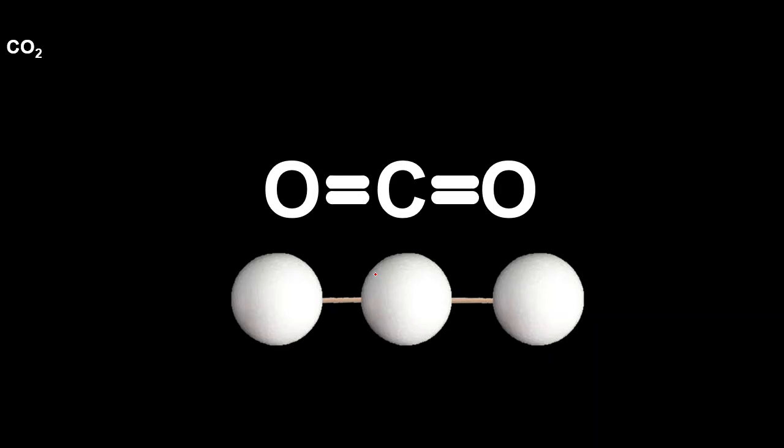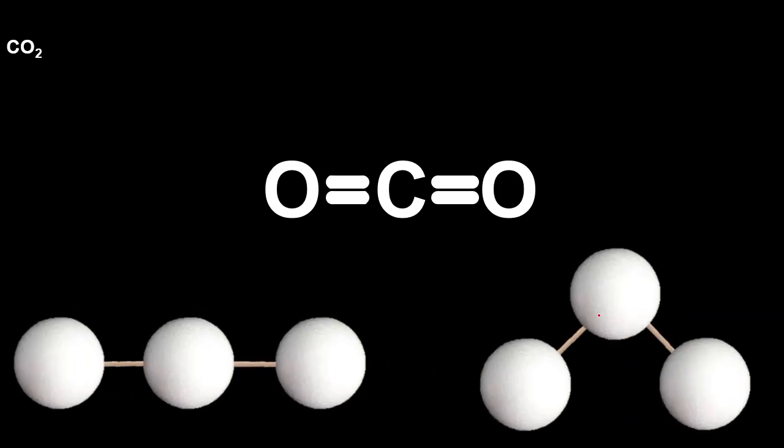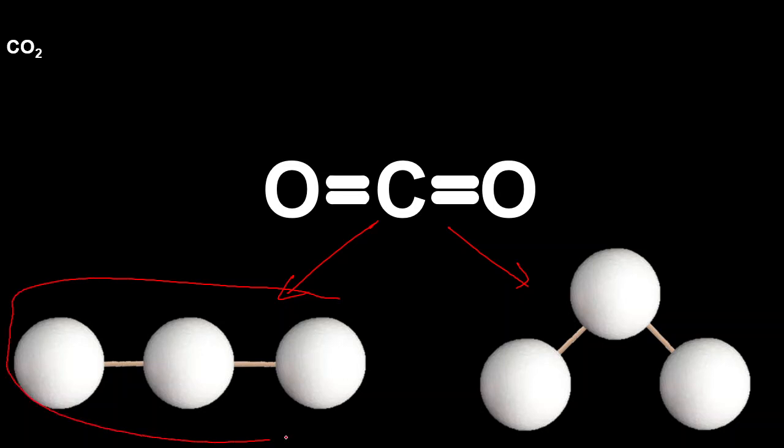Now, what's the shape of CO2? Is it a linear shaped molecule or a bent shaped molecule? Or both? So CO2 can either have this one or it can have this one. The answer is this one. So this is the only possible shape for CO2, and we'll discuss why.